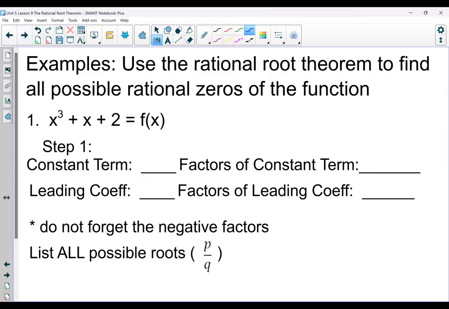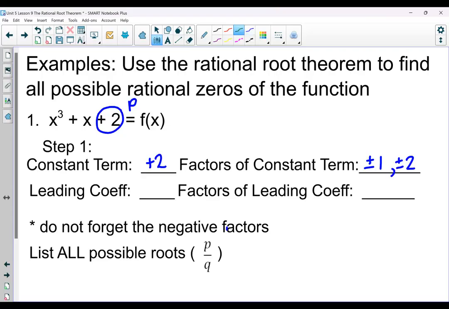This polynomial is written in standard form, so let's identify a few things first. The constant term, our P, would be positive 2. The factors of 2 are 1 and 2, but also negative 1 and negative 2. So anytime we're listing factors, because of that combination of negatives and positives, we always want to write plus or minus in front of each of the factors. So there are actually 4 factors of 2.